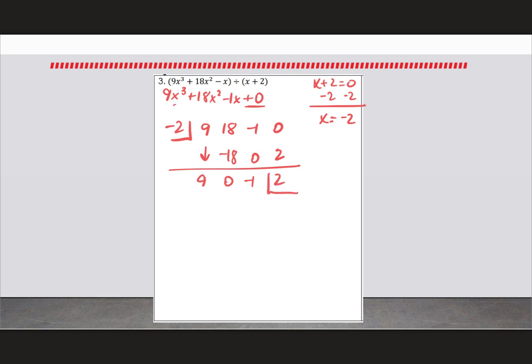So since we started with x cubed, we're going to start with x squared as our answer. So we have 9x squared plus, and then it would be 0x minus 1. So you could just do it 9x squared minus 1. Unless you're going to forget, then leave the 0 in there. And then we have plus 2 over x plus 2.